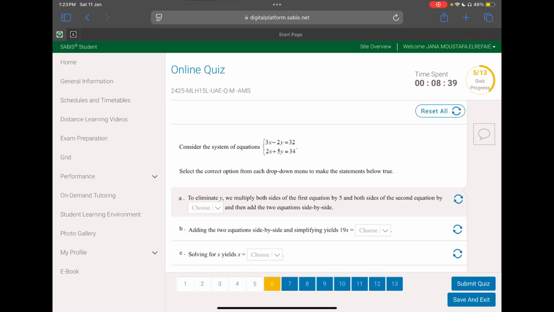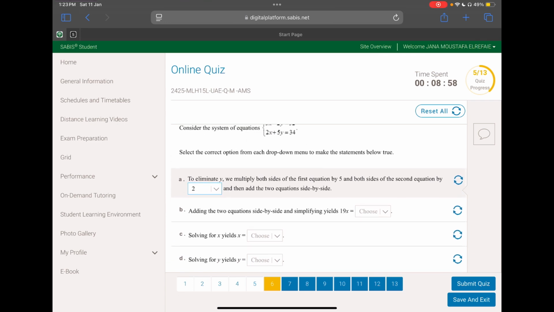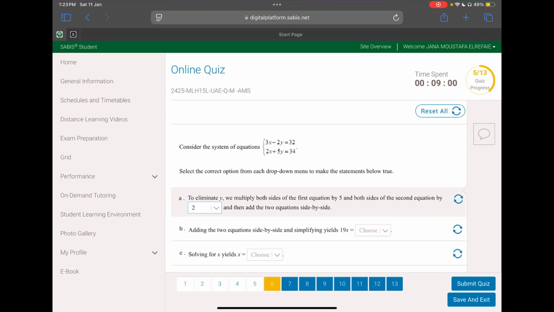Okay, let's see this question. To eliminate y, we multiply both sides of the first equation by 5 and both sides of the second equation by 2. So here we want to eliminate y. What's -2 times 5, which is -10? So down it has to be +10. What's 10 divided by 5? It is 2. Okay? So here they want to find x and y.